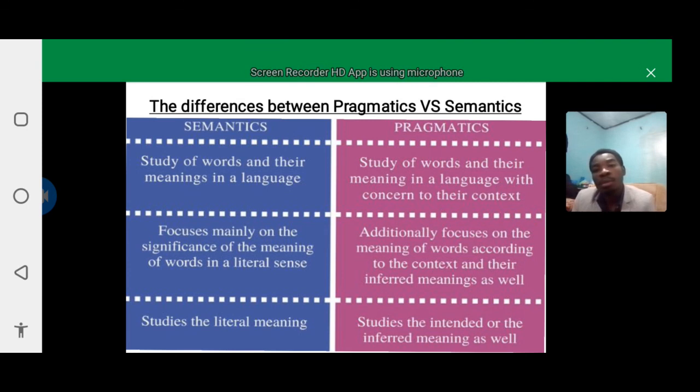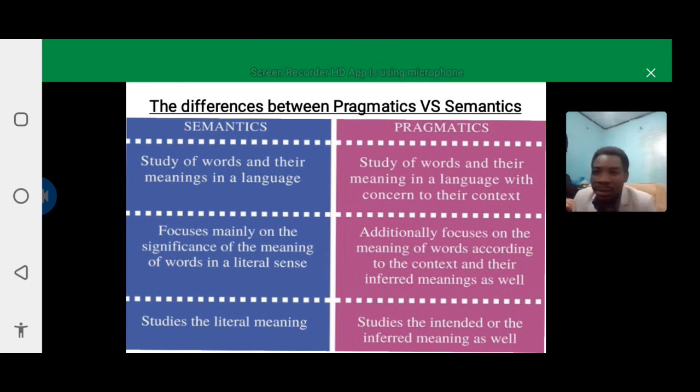So in pragmatics, context matters more than anything. It means that in pragmatics, we use language or speak in a given context. That's why in pragmatics we can have more than one meaning of the same word. Why? Because every context has its meaning. So the same word can be used in different contexts and may have different meanings according to the context in which the word has been used.